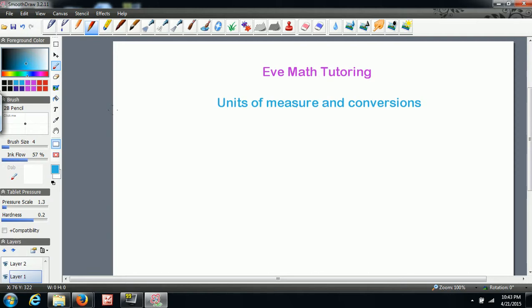Today's lesson is on units of measure and conversions between them. So when converting between kilometers, meters, centimeters, and millimeters, I'm just going to show you a quick trick that's going to help you in your conversions. If you can remember the saying, King Henry doesn't mind drinking chocolate milk, then you'll be able to convert between any of the units. And I'm just going to write that down.